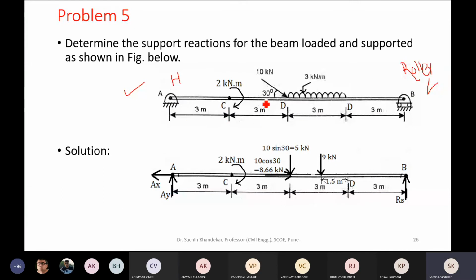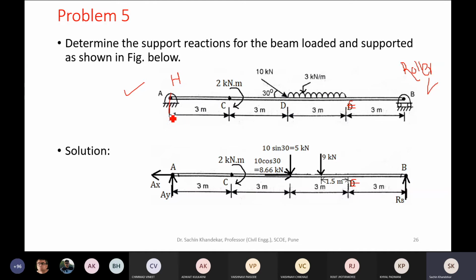This beam AB is acted upon by a couple at point C. Please note that. This is a couple of magnitude 2 kilonewton meter. Then there is an inclined point load, or concentrated load, of magnitude 10 kilonewton at an angle of 30 degrees with respect to the beam as shown in the figure. Over the span DE, a UDL of magnitude 3 kilonewton per meter is acting, and its span is 3 meter.